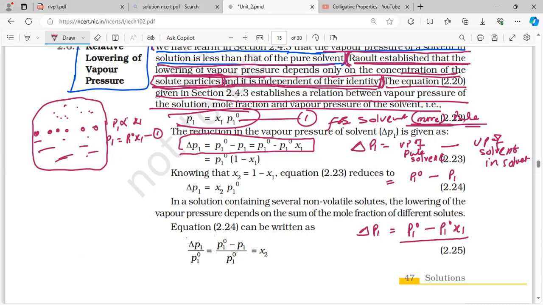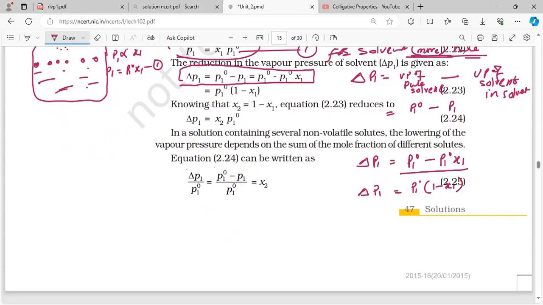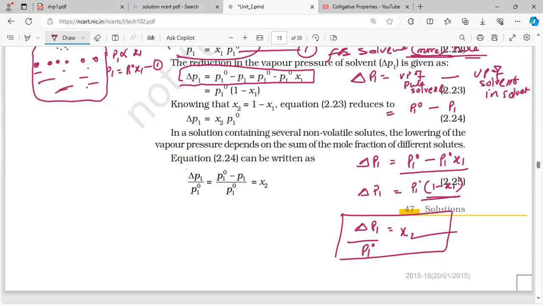Yes. Here, if you see, there will be a common factor. What is the common factor, Sanoy? P1 naught. So here delta P1 equals P1 naught times 1 minus X1. Yes or no? So delta P1 divided by P1 naught is equal to 1 minus X1, which we can write as X2. Can we write 1 minus X1 is equal to X2? Yes. This is the relative lowering of vapor pressure, depending on mole fraction.